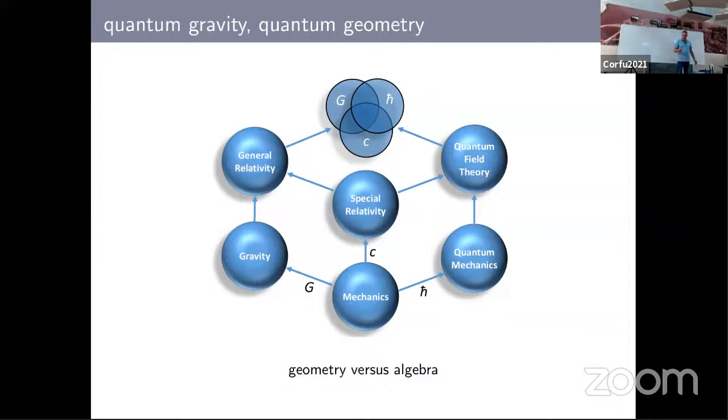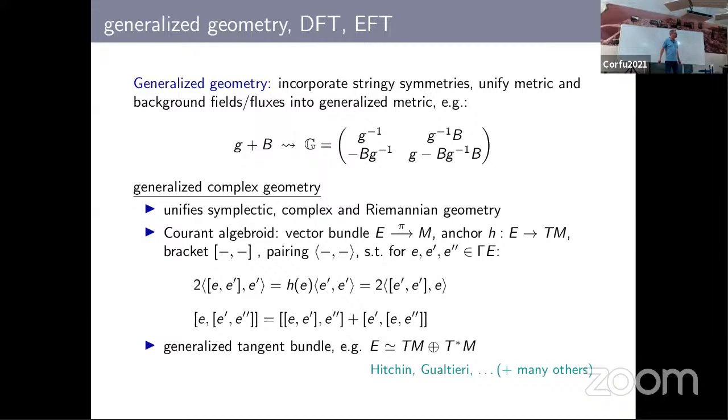Okay, since we're going to talk quite a bit about generalized geometry, let me quickly flash some slides at you. We had this in these talks before, so it can be brief. The idea is to incorporate further symmetries beyond diffeomorphisms, and also to have a unified description of a metric and fluxes. For instance, G and B can be incorporated in this generalized metric. There are several variants here. Generalized complex geometry unifies symplectic, complex and Riemannian geometry. The underlying structure is that of a Courant algebroid. So I will need that later.